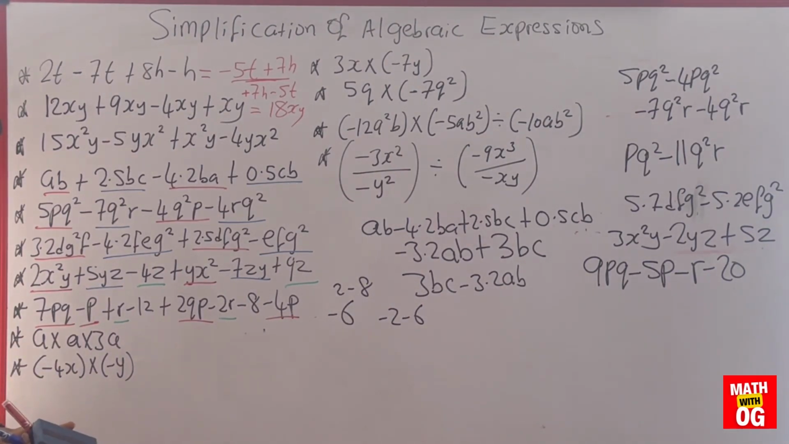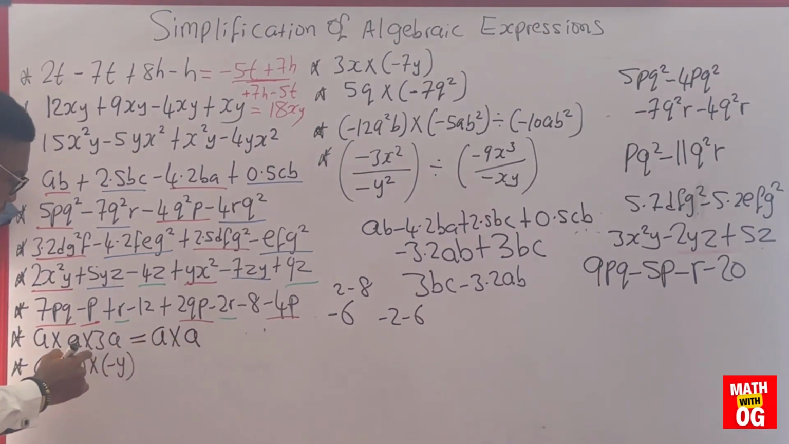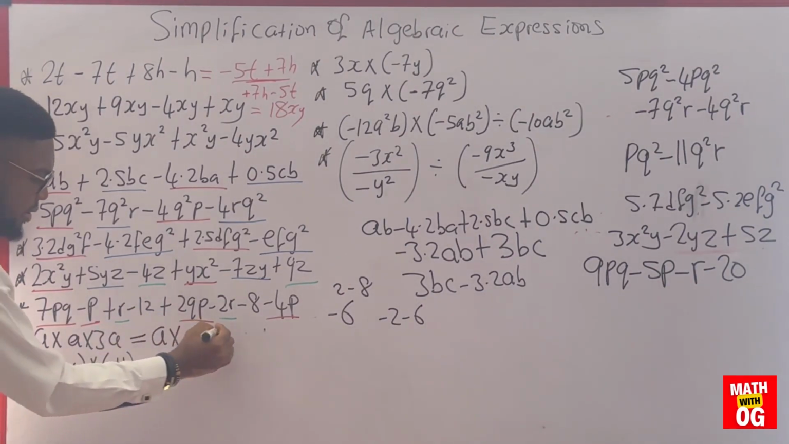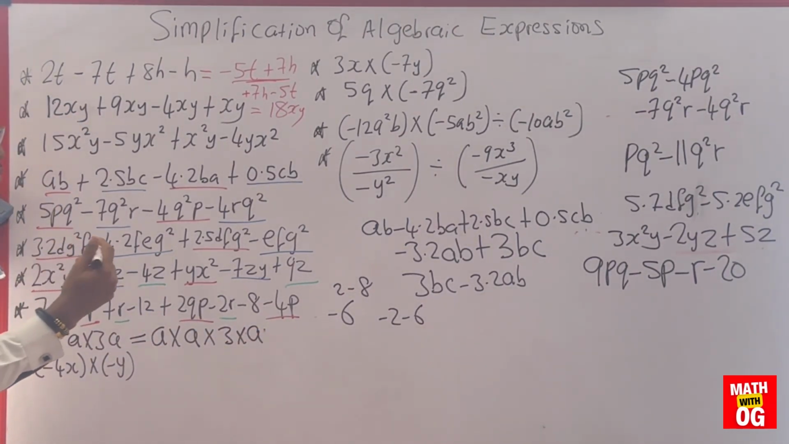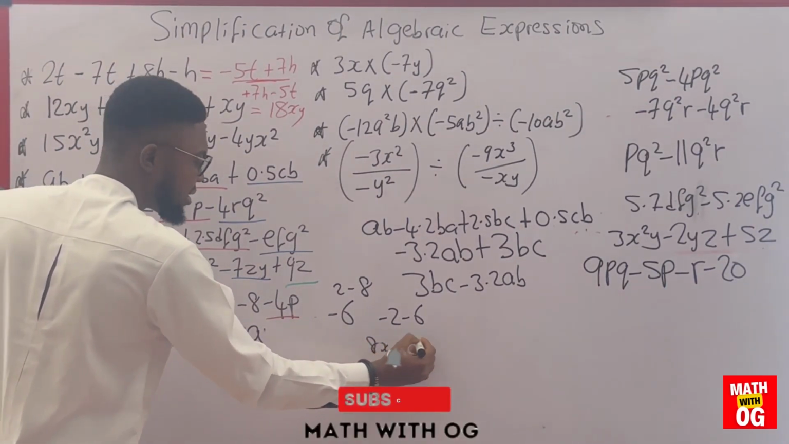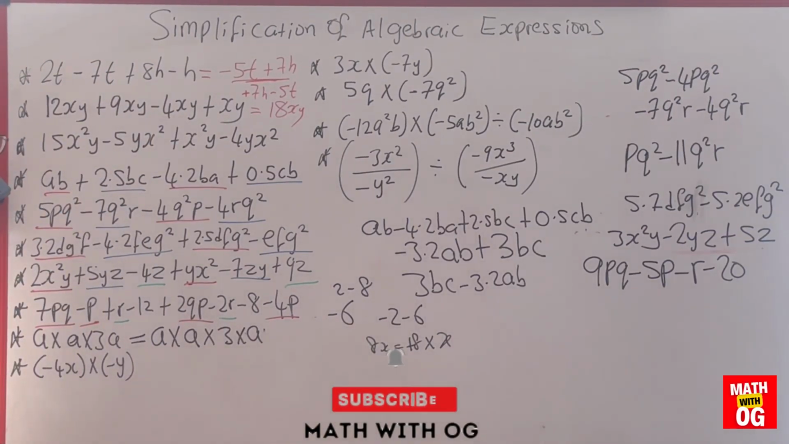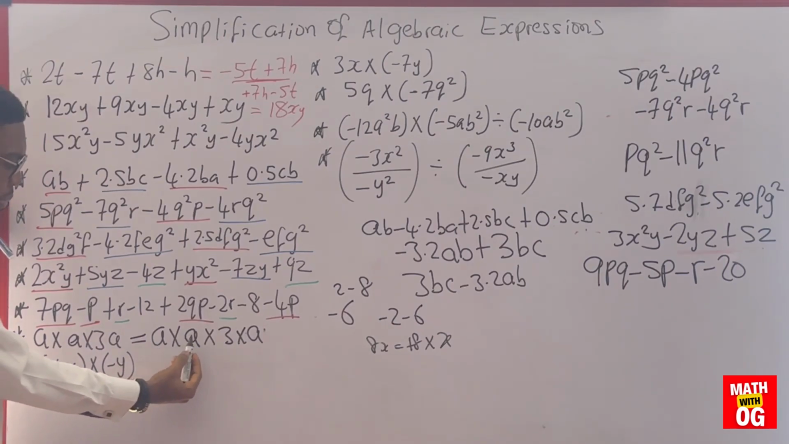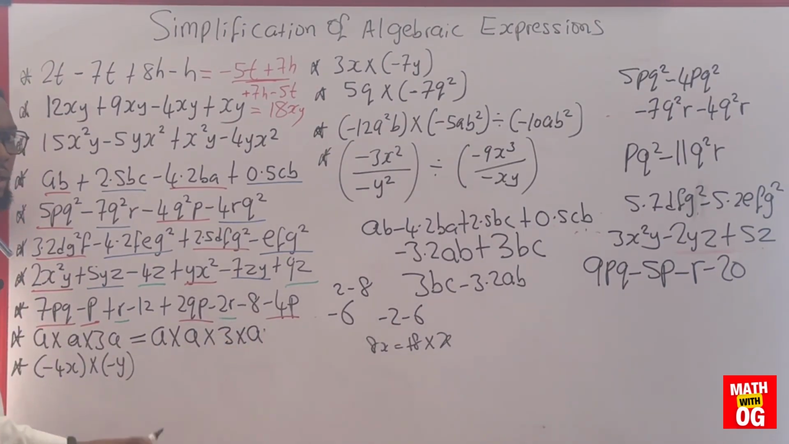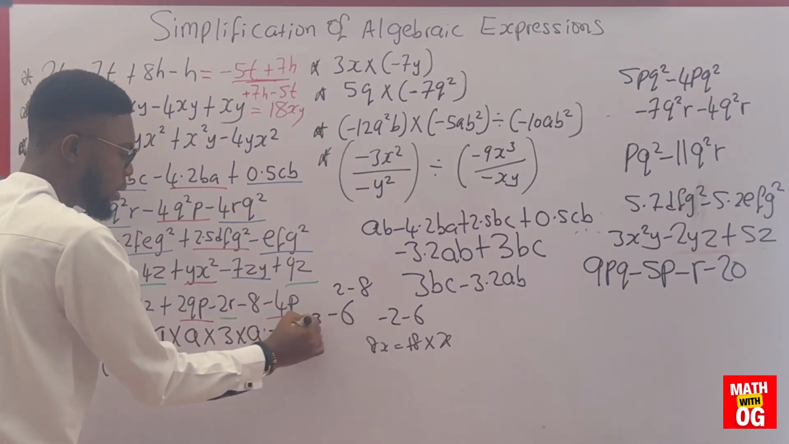This one here, you have a times 3a. So I'll break it down. This is simply a multiplied by 3 multiplied by a. We did that in our previous video, where I told you that 8x is the same thing as 8 multiplied by x. You should know that this 3 here is a positive 3. Now what is a multiplied by a multiplied by a? That is a raised to the power of 3. So this will give us 3a raised to the power of 3.